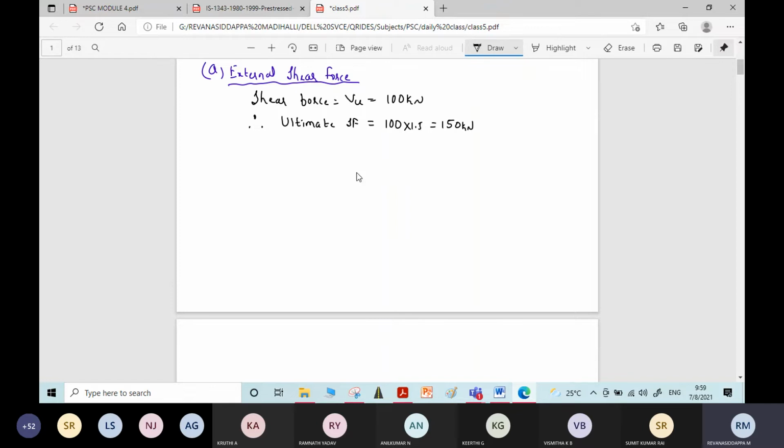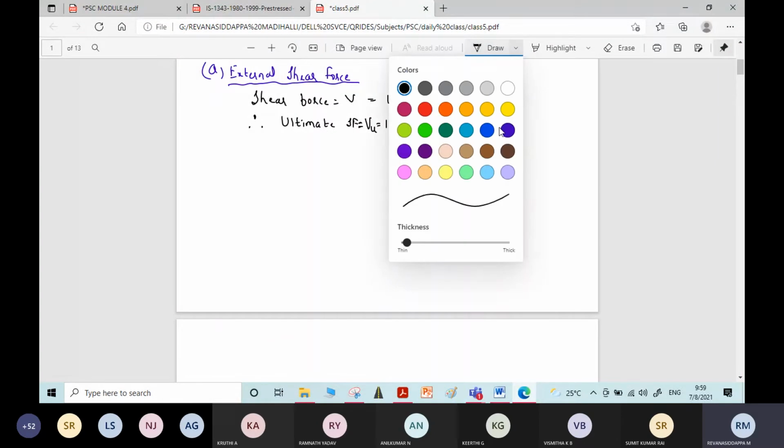You call this V, and the ultimate shear force as VU. Okay, ultimate shear force VU is equal to 150 kilonewton. Next, you calculate the internal shear resistance using the formula which is given on page number 46.